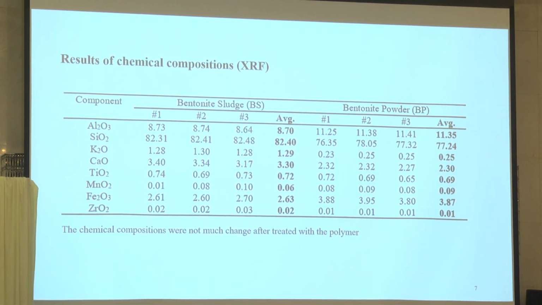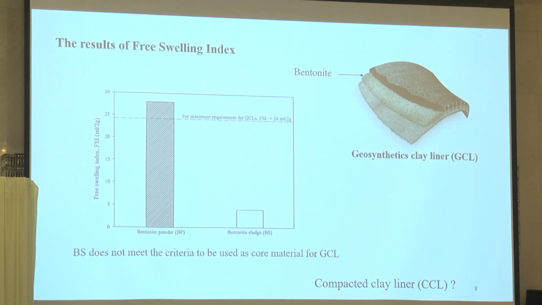For XRF, as you can see in this table, both materials have silica and alumina as the main components, and can be said to be soil. And the polymer does not change the chemical component of the material. We use the anionic polymer.